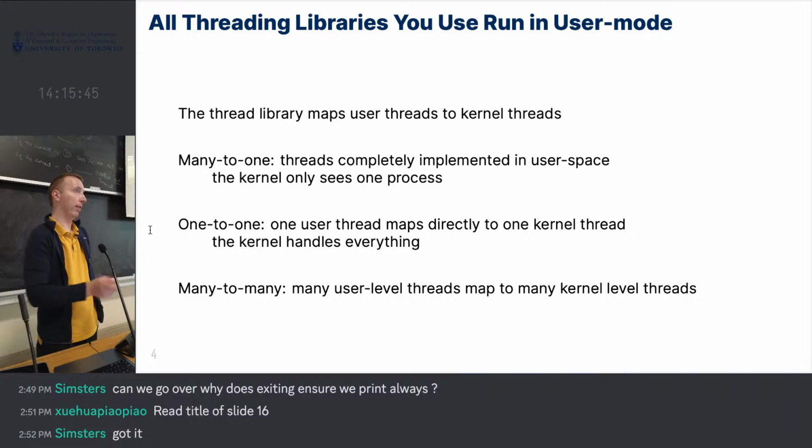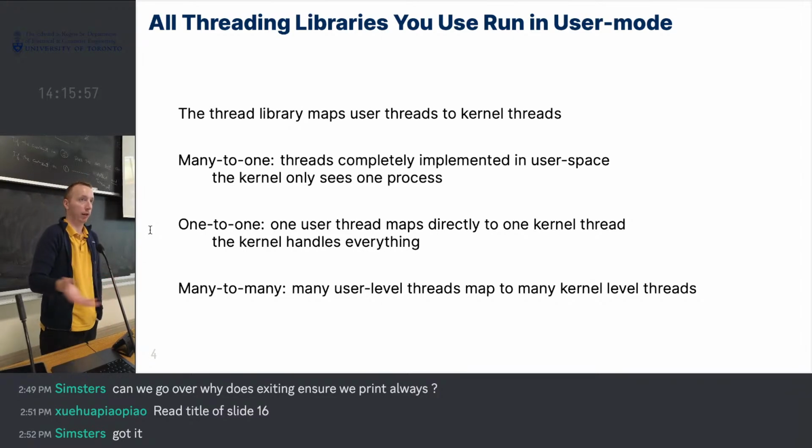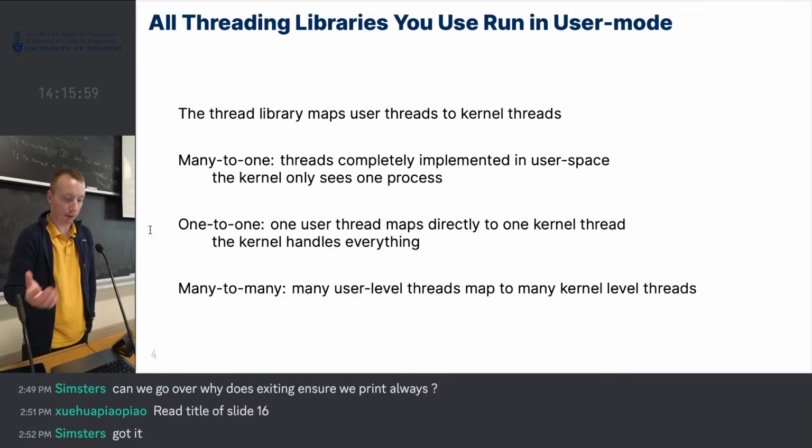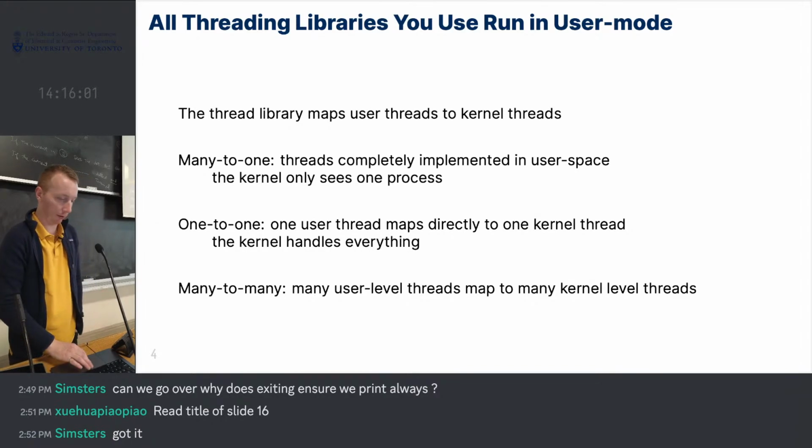So pthreads are an example of one-to-one. They are actually kernel threads. That's why, if I have 8 threads and I have 8 cores on my CPU, it could schedule them all in parallel. They could all be running at the same time because they are kernel threads.